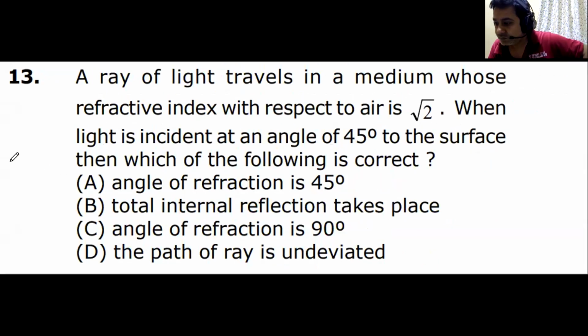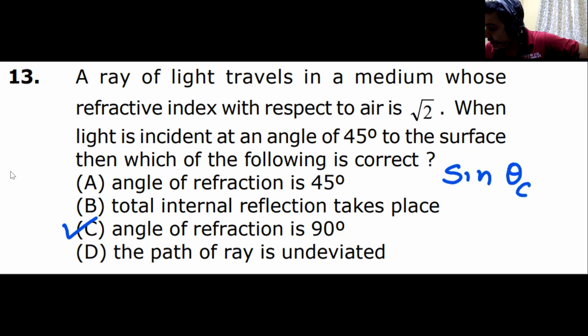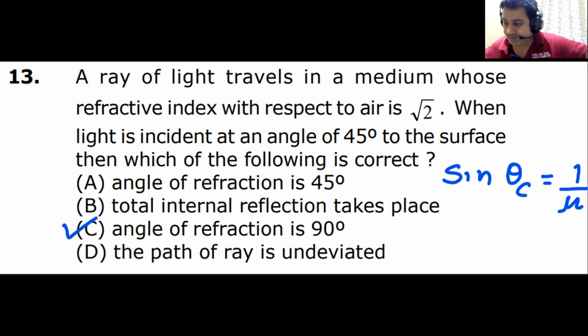Sir, option C. Option C is the correct answer. That is correct. How do I find it out? I use this formula: sine of theta critical is 1 by mu. Do we understand this?